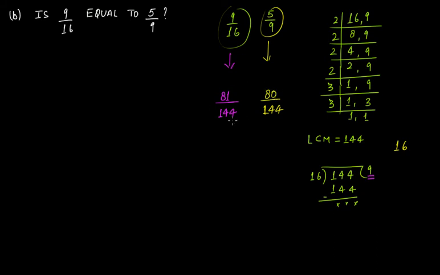Of course, now these two fractions are like fractions because their denominators are the same. Now you will compare their numerators. Since 81 is greater than 80, numerators are not equal. Therefore, the answer for this one, that is, are these fractions equal? Answer is no. The fractions are not equal. Why? Because this fraction is greater than this one.